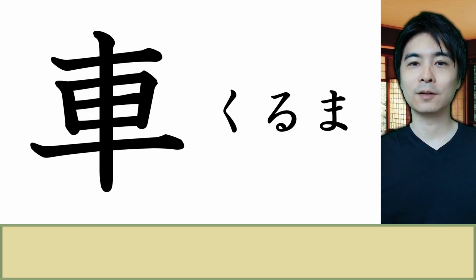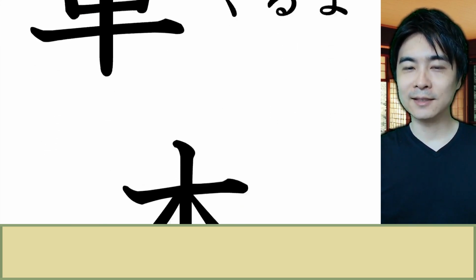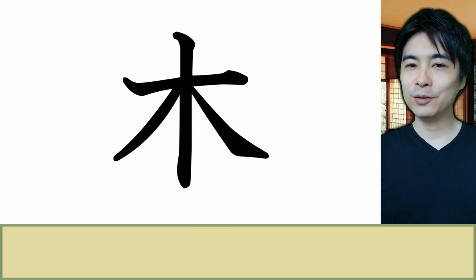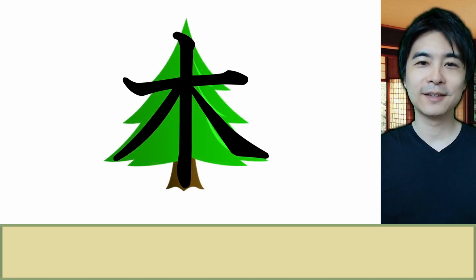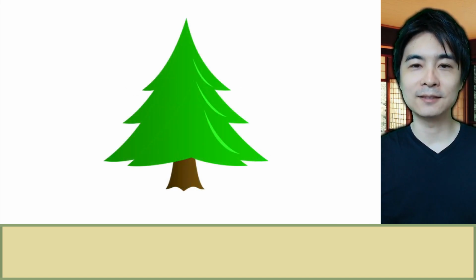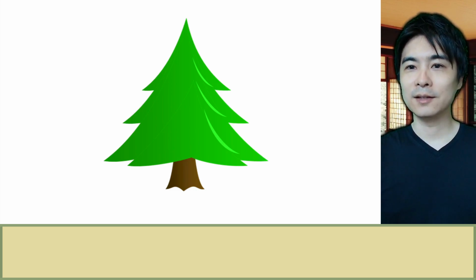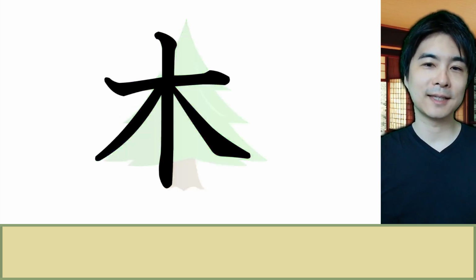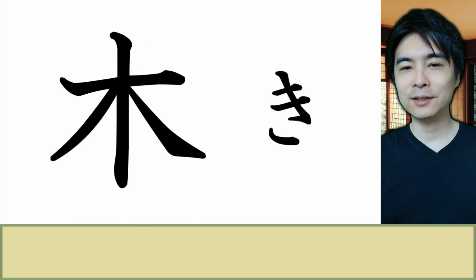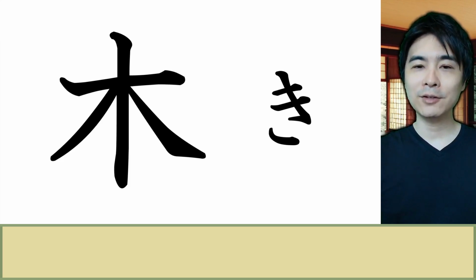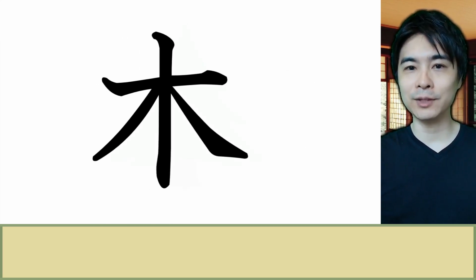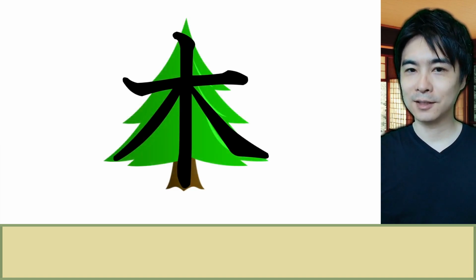Kuruma. Okay. The next kanji is this one. Do you think the shape of this kanji is similar to a tree? The meaning of this kanji is tree. In Japanese, tree is ki. So the way to read this kanji is ki. Ki. When you encounter this kanji, please imagine a tree like this.